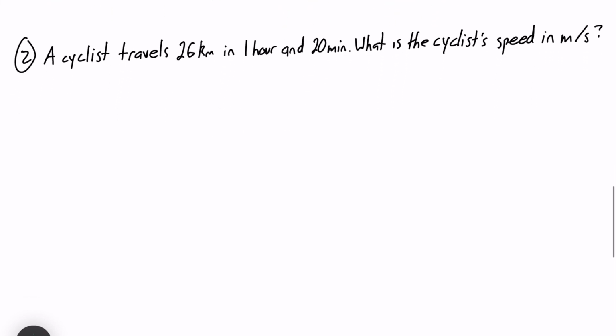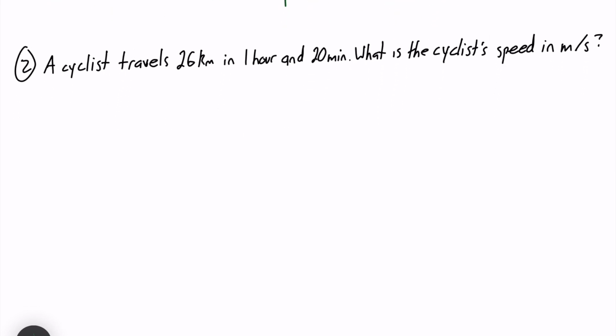Number 2 says a cyclist travels 26 kilometers in 1 hour and 20 minutes. What is the cyclist's speed in meters per second? So same thing as last time. We have a distance, we have a time, and we want our answer to be in meters per second.